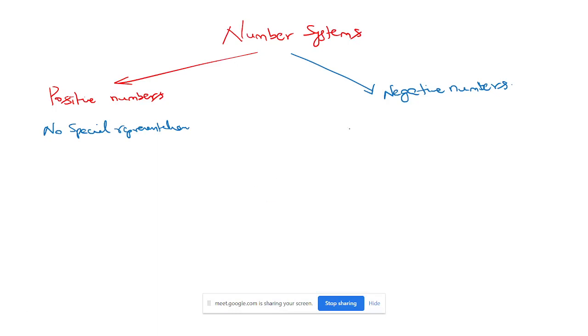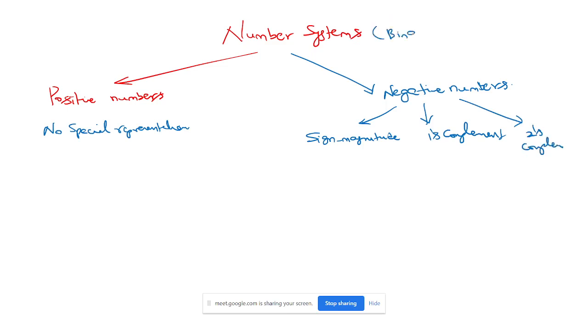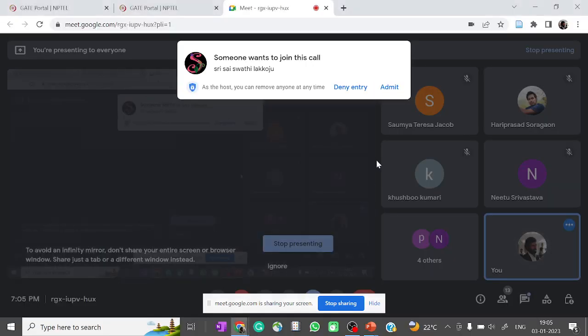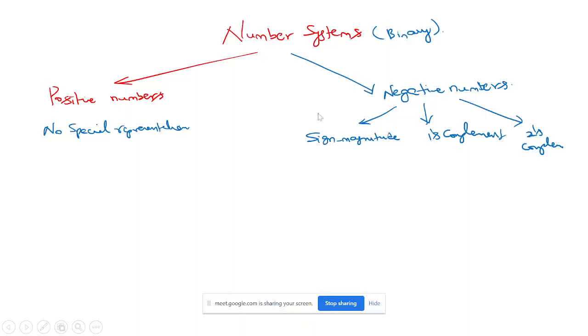But for the negative numbers, you have something called sign magnitude representation. Then you have ones complement representation. Then you have two's complement representation. Okay, so I'm talking about binary. Okay, so let me take some example.